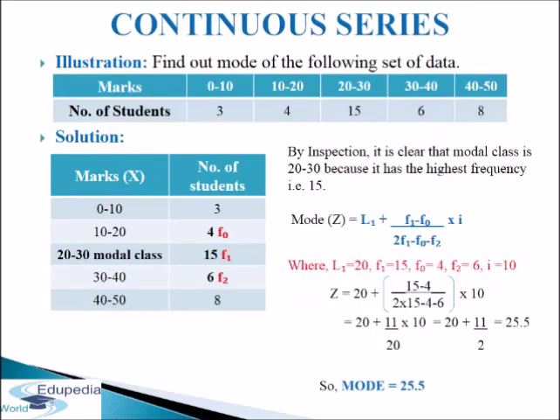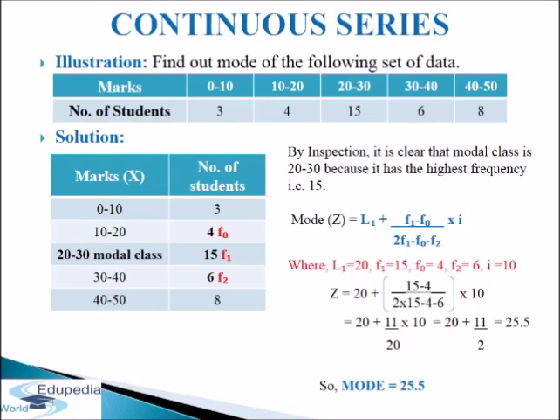Let us understand this with the help of the following illustration. We have to find out mode of the following set of data. In the data, we have given marks and number of students. Let's start with the solution. We will make a table of two columns. In the first column, we will write marks, that are x, 0 to 10, 10 to 20, 20 to 30, 30 to 40 and 40 to 50. In the next column, we will write number of students, that is 3, 4, 15, 6 and 8.